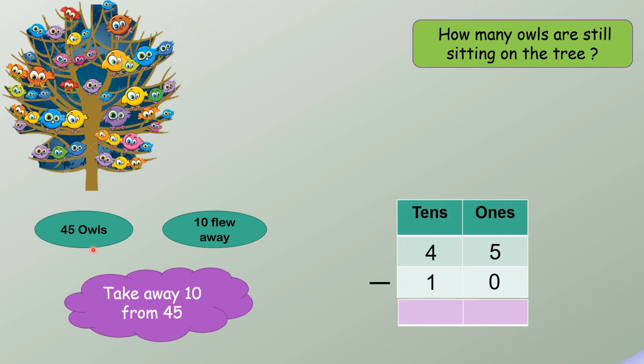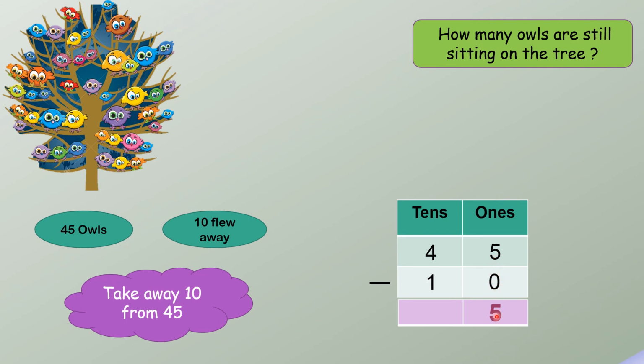So 45 minus 10. How do we do that? 5 minus 0 is 5. We haven't done any backward counting here because the below number is 0, so we are not taking out any fingers. And when 0 gets subtracted from any number, the answer is that same number, 5.